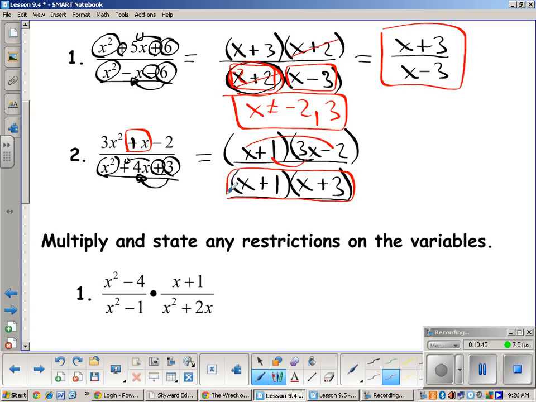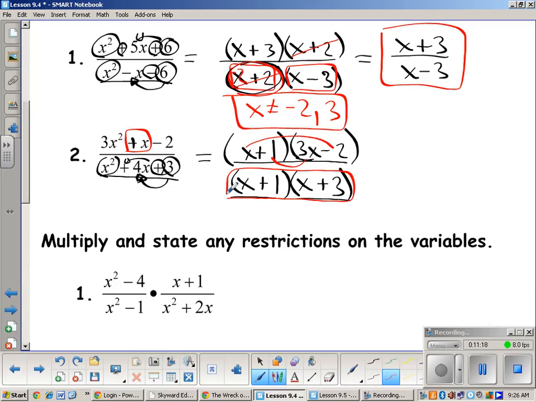Do you only state restrictions for denominators? Because like for 3x minus 2, that'd be different than those other ones. Like, to get restrictions, it's only from the denominator, right? Yes, that's correct. Okay? And so that's what we want to do right now.